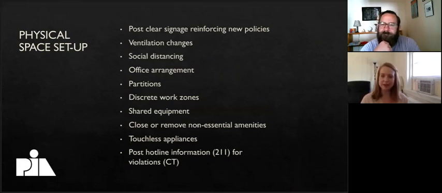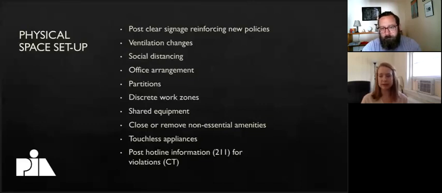Depending on how your office is arranged, just consider rearrangement as necessary to ensure everyone is at least 6 feet apart from each other, and also staggering the desks so employees aren't sitting directly opposite one another. And if social distancing cannot be maintained, put up partitions as a physical barrier. And also consider implementing discrete work zones, which are, whenever possible, segmenting work areas to reduce the movement between zones.